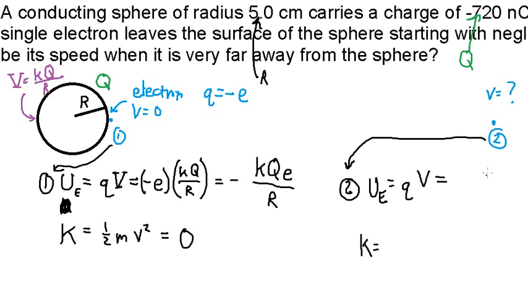Now, state 2 is when it is very far away. In state 2, we have electrostatic potential energy, and we have kinetic energy.